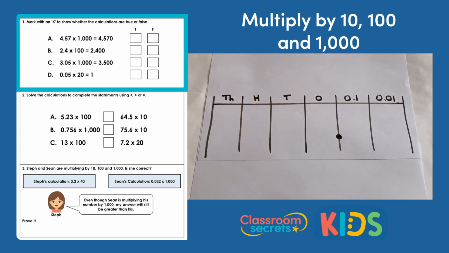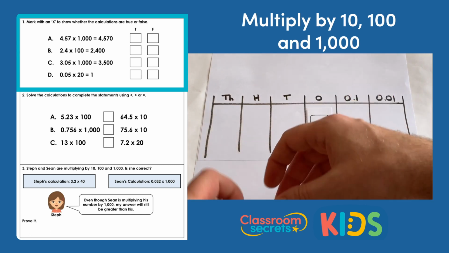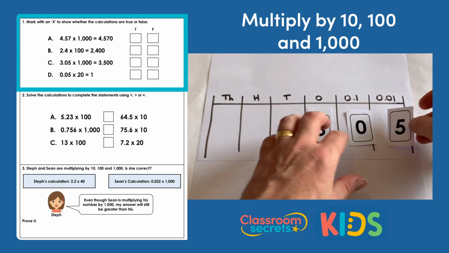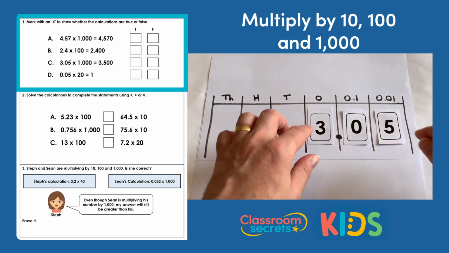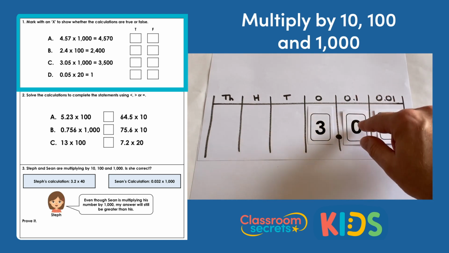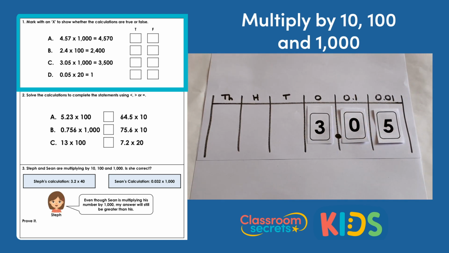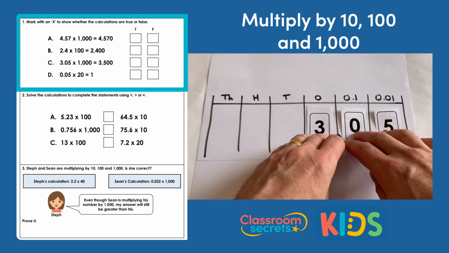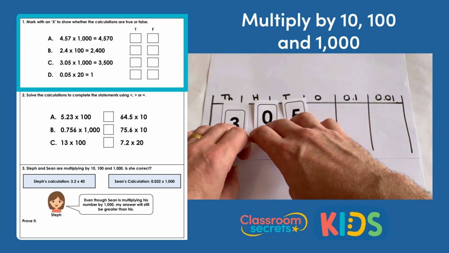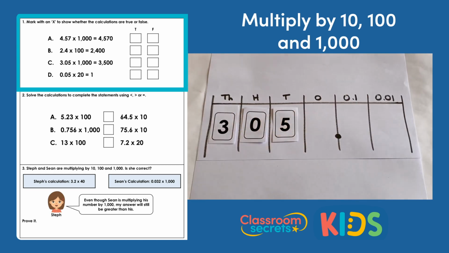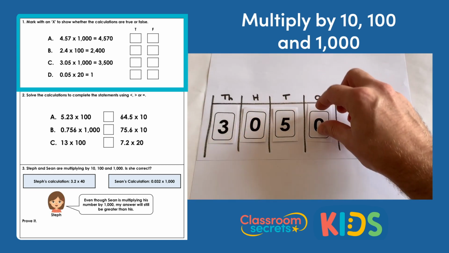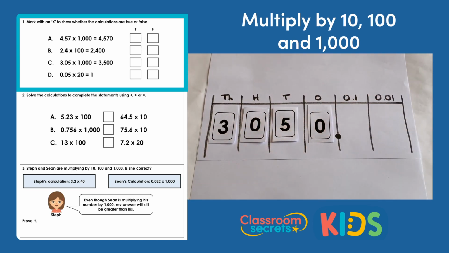Let's have a look at C. So C says 3.05 multiplied by 1000. So we've got 3 in our ones, we haven't got any tenths, so we'll put 0 in there to show that, and we've got 5 hundredths. This is multiplied by 1000, so we're going to move it 3 columns to the left. 1, 2, 3. We haven't got any ones again, so I'm going to put 0 in there for that, to show we haven't got any, and that makes 3050.